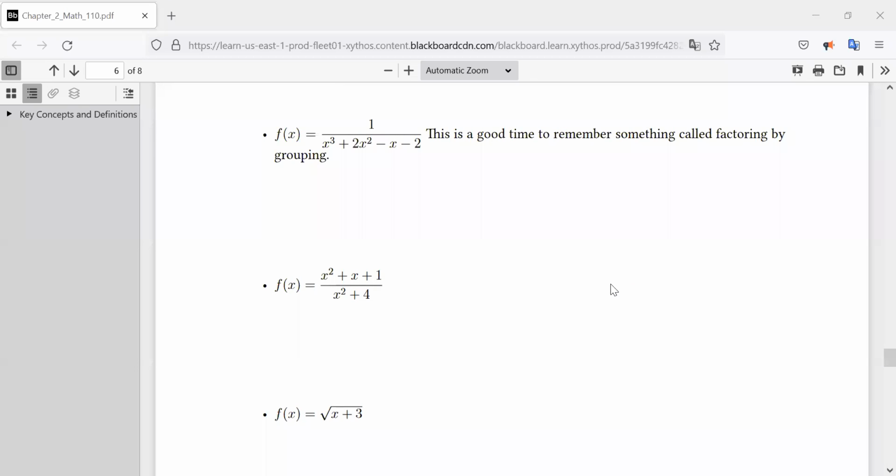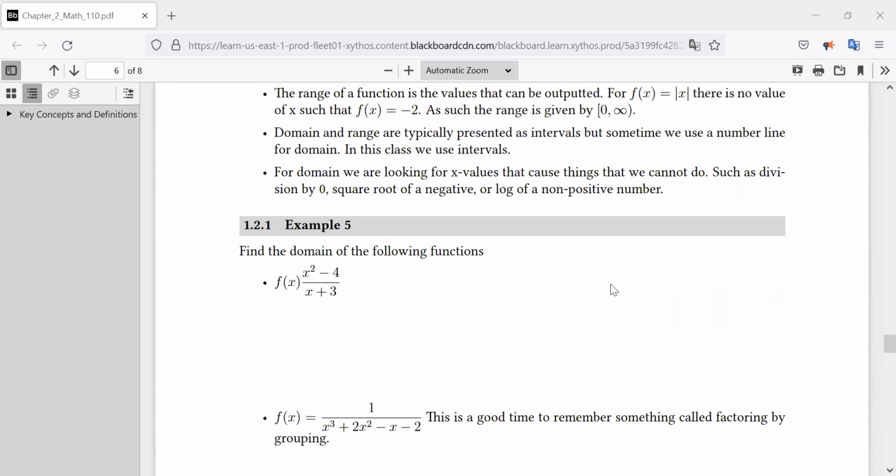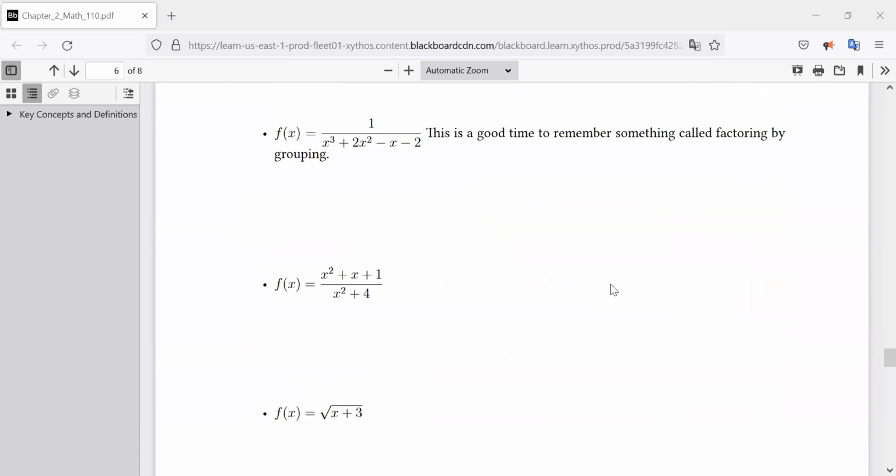But this one, what's the domain for this guy? I should do the range for this too. No, I won't bother with the range for that one. It's kind of more difficult than I want to deal with.